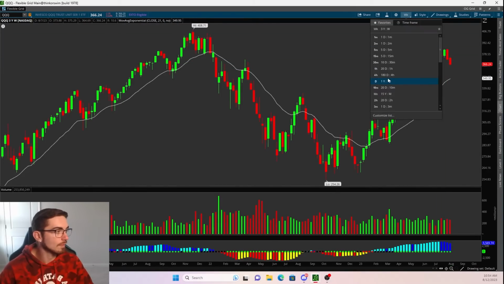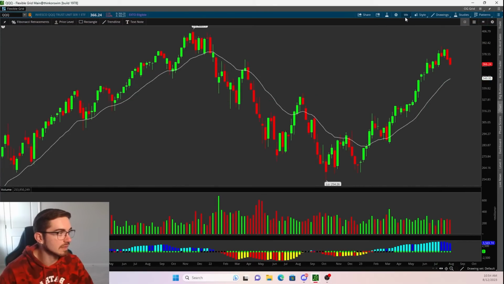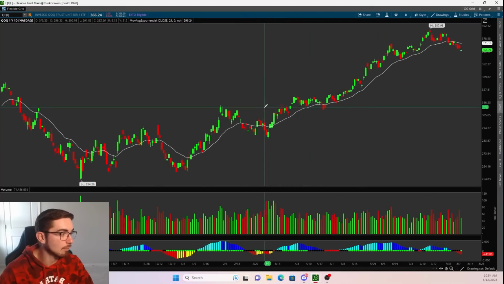Again, that's why it's important that we're doing multiple time frame analysis. But as far as just weekly levels in general, not necessarily seeing anything that I'm super interested in besides that one area.